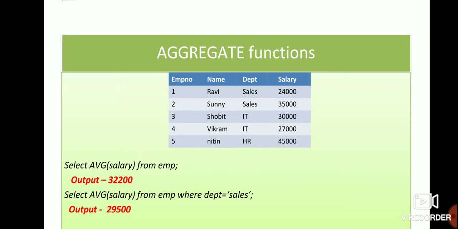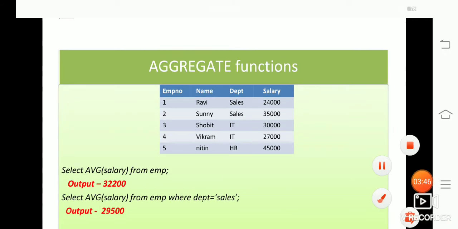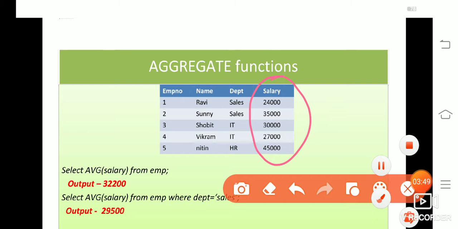and we'll get the output of 59,000. Next, average. To calculate the salary average from the employee table, what will be the total output? 32,200. It will calculate all the salaries which you can see here, and we will get the output. Next, if you want to give a condition like where department equal to sales, then only the sales department salaries will be calculated and we'll get the average of these two.